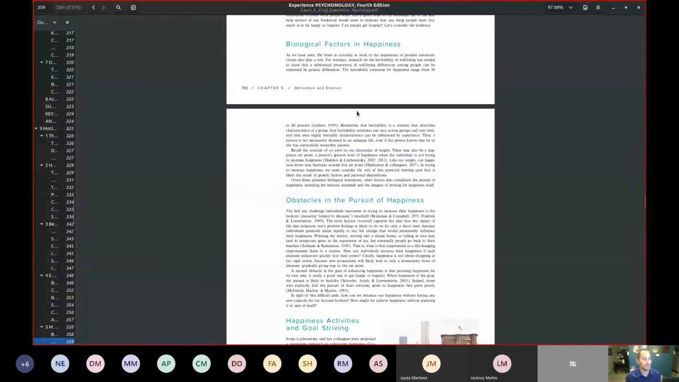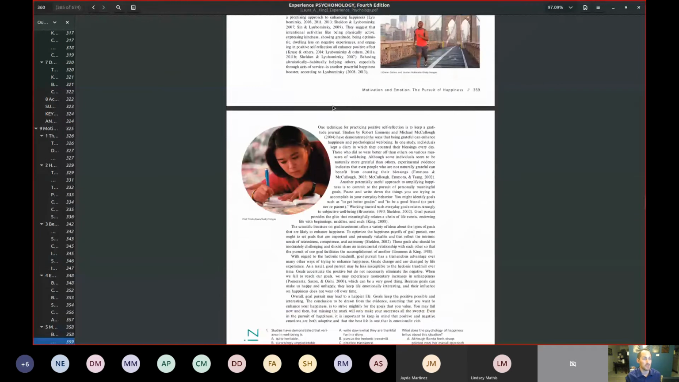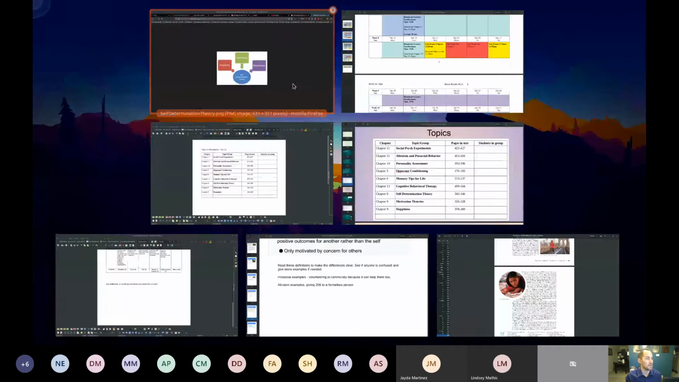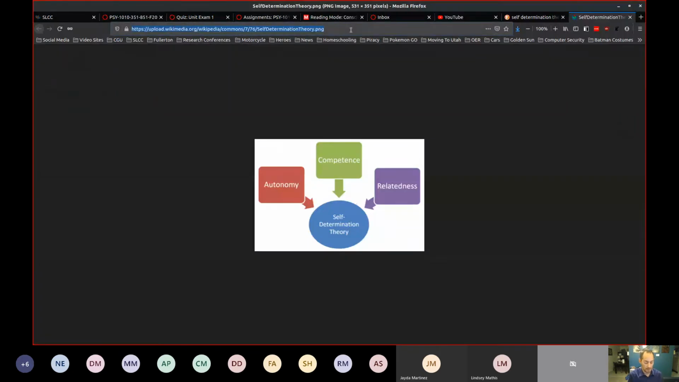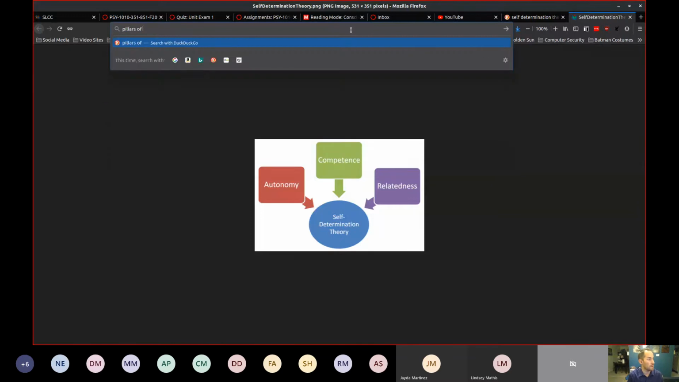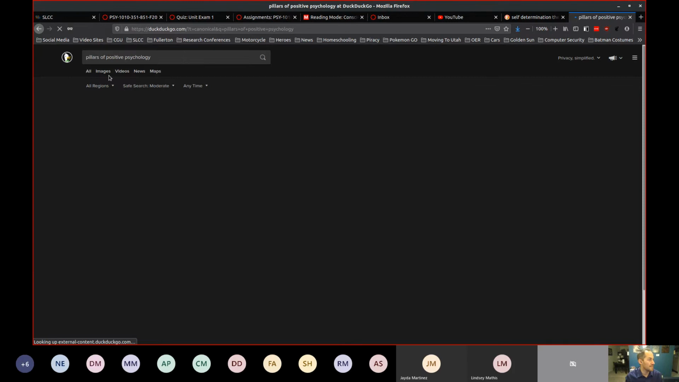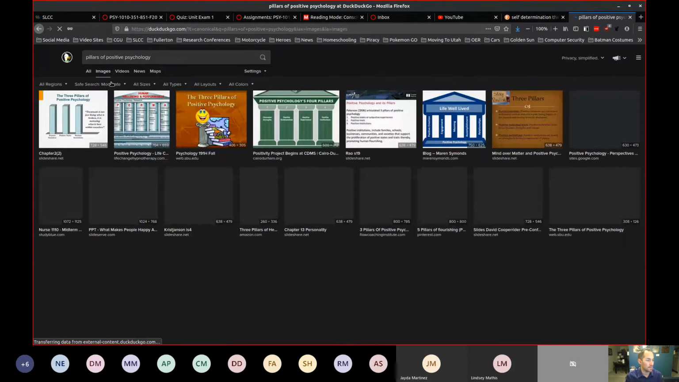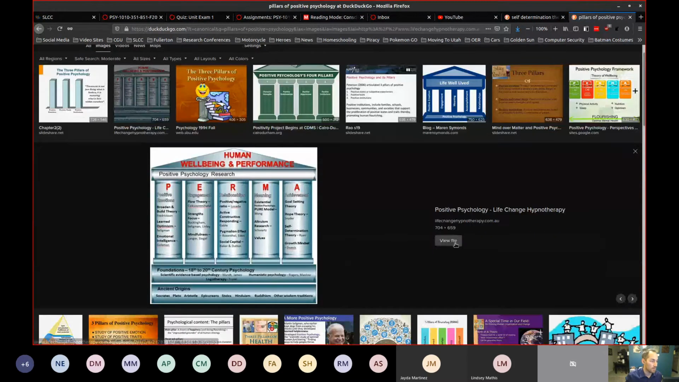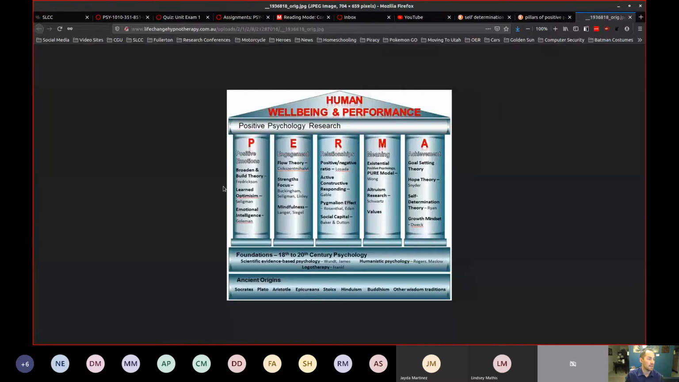So here we go, biological factors, obstacles to happiness, goal striving, and then I have a bunch of material on positive psychology. Here, I'll actually just search for a little image of pillars of positive psychology. So positive psychology is essentially made up of, well, this is one model, the PERMA model, looking at things like positive emotions, engagement in the world. So are you engaged in your work? Do you have hobbies that you're really engaged with? Relationships. So do you have good, strong relationships?